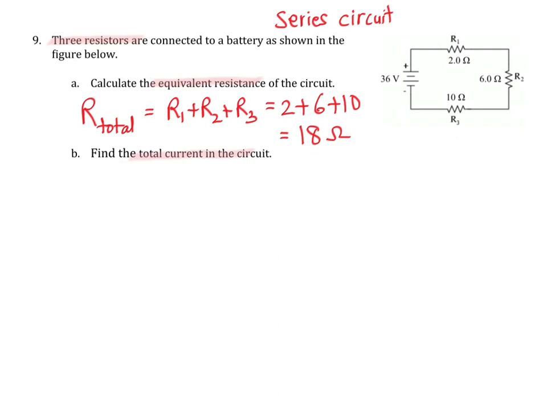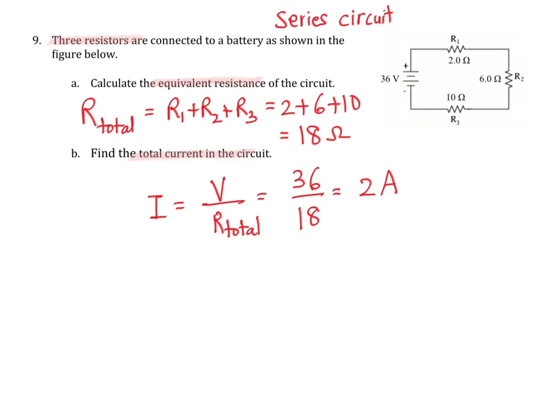Then it's asking us to find the total current in the circuit. We know that I is equal to V over R. In this case, we are going to write V over R total because it's a series circuit. The current will remain the same. So we have to take all the resistors into consideration. So the value for V is 36, R total is 18, and we get the answer as 2 ampere.